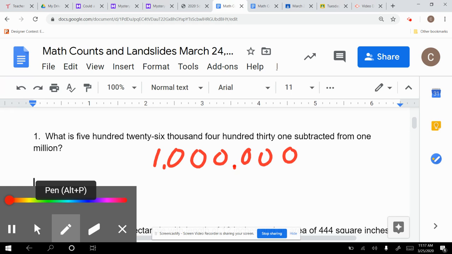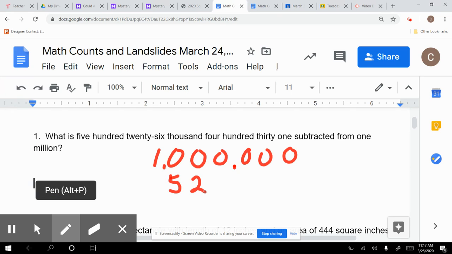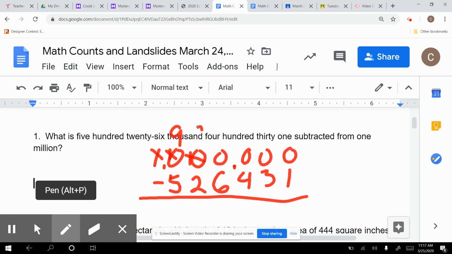526,431. So that is 5, 2, 6, 431. All right, this is going to be a bit of a borrowing mess, but stay with me. Here, we're going to borrow from there. Put there, that becomes a 9. That becomes a 9. It's like a borrowing fest. There we go. Okay, so 10 take away 1 is 9.